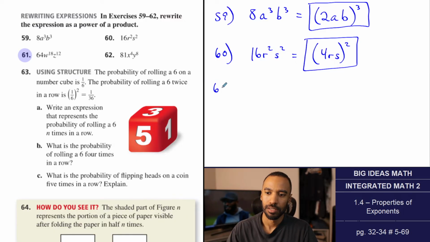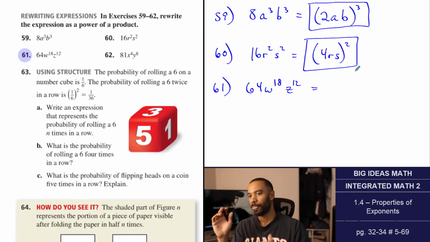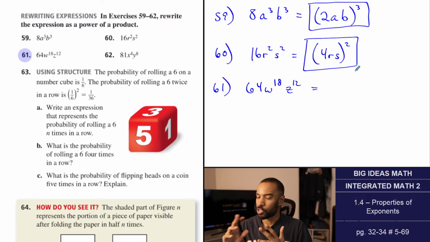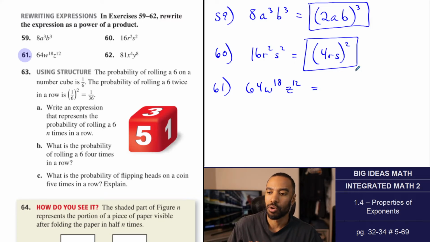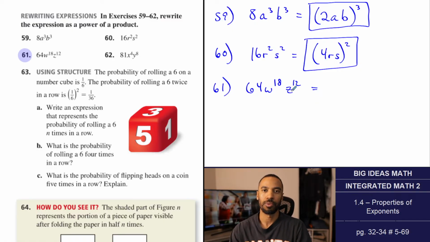64 times w to the 18th times z to the 12th. Now, there's more than one answer to this, as in 64 is a perfect square, but it's also a perfect cube. It's also a perfect sixth power value. So there's more than one answer to these, as 18 and 12 can divide by 2, 3, and 6.